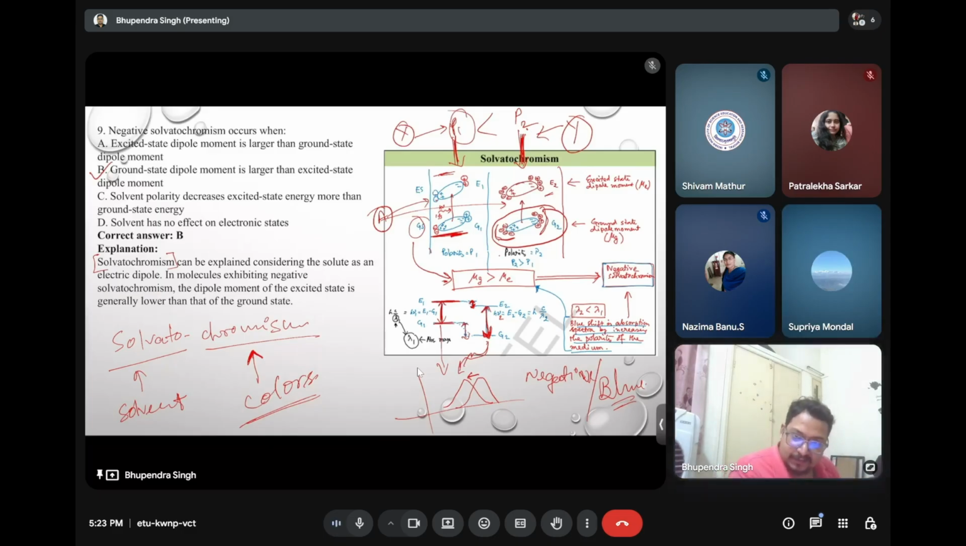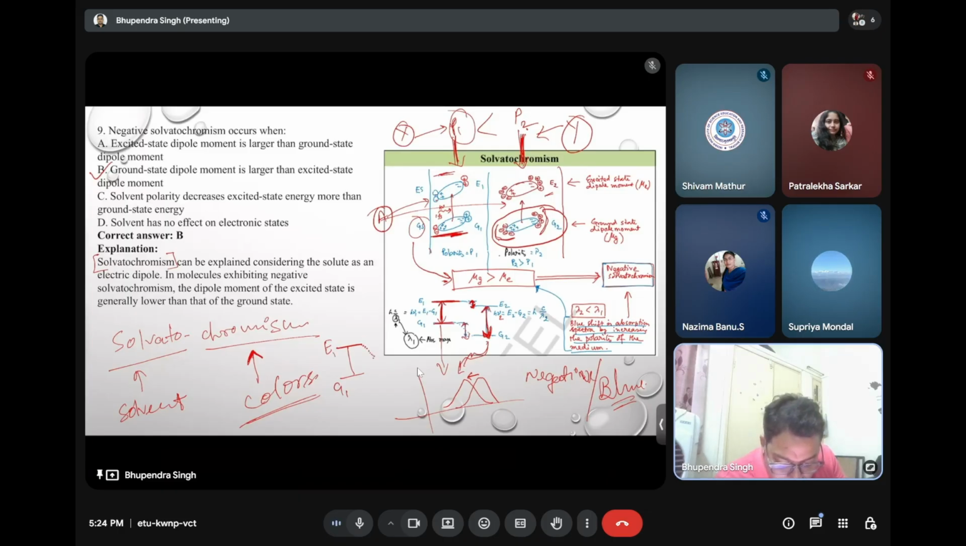I think you got the concept, but you are missing one point. To get the positive solvatochromism or red shift, the dipole moment of the excited state should be higher. Then what will happen? See this. This is Z1, this is E1. So the dipole moment of the excited state is higher. Then what will happen in the case of the highly polar solvent P2?